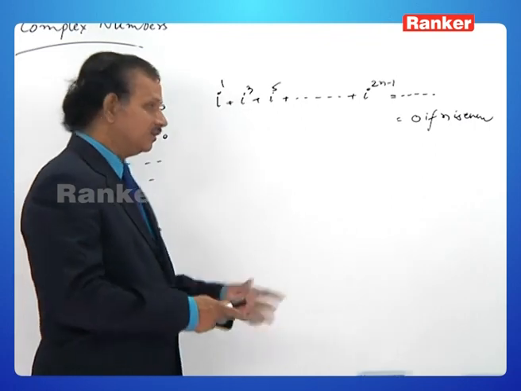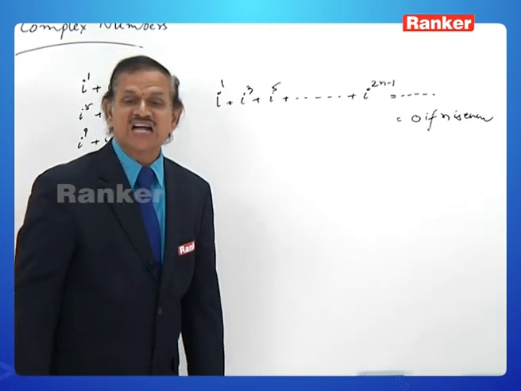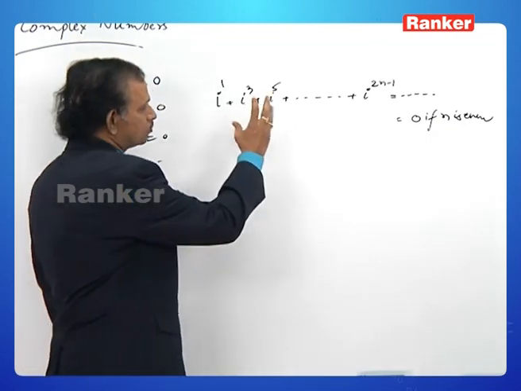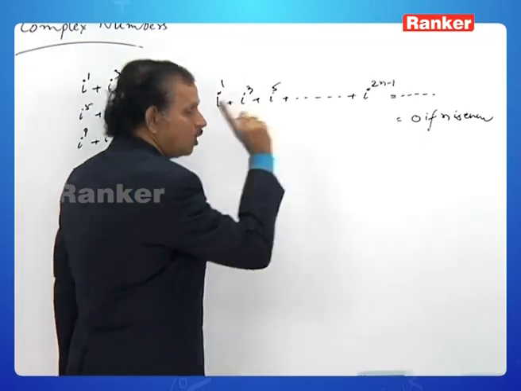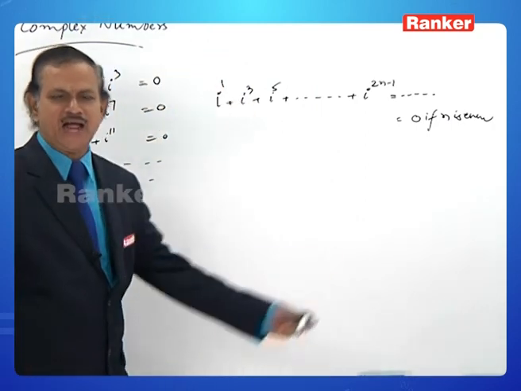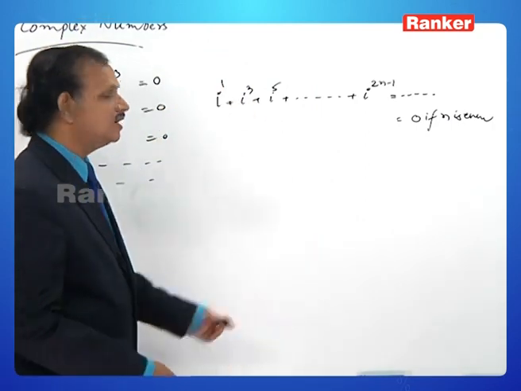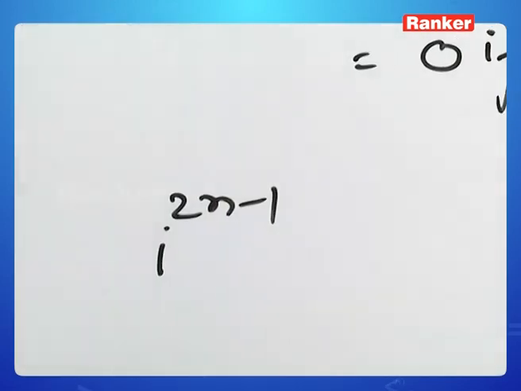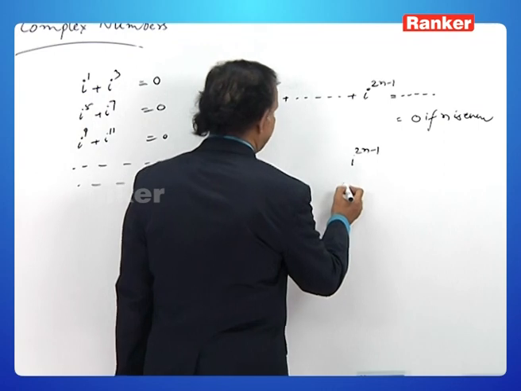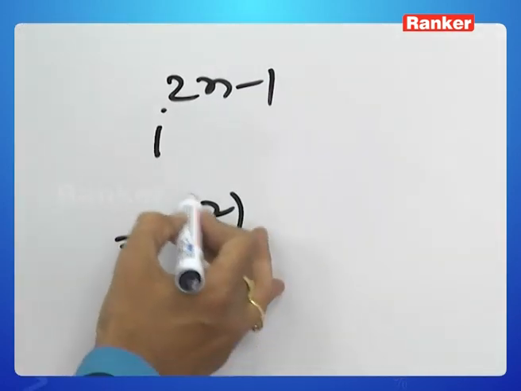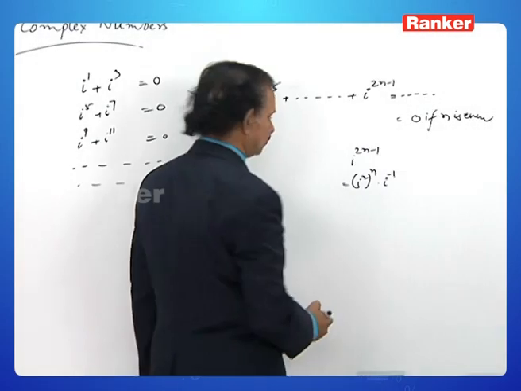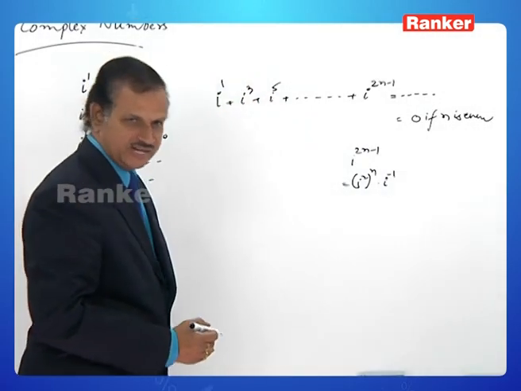Well, what happens when n is odd? It means that in this sum there are an odd number of terms. If you pick out 2 terms, 2 terms, 2 terms like that, one term will be left behind at the end. What is that term? i power 2n minus 1. What is i power 2n minus 1? It is i square whole power n into i power minus 1. Isn't it? Yes, of course.